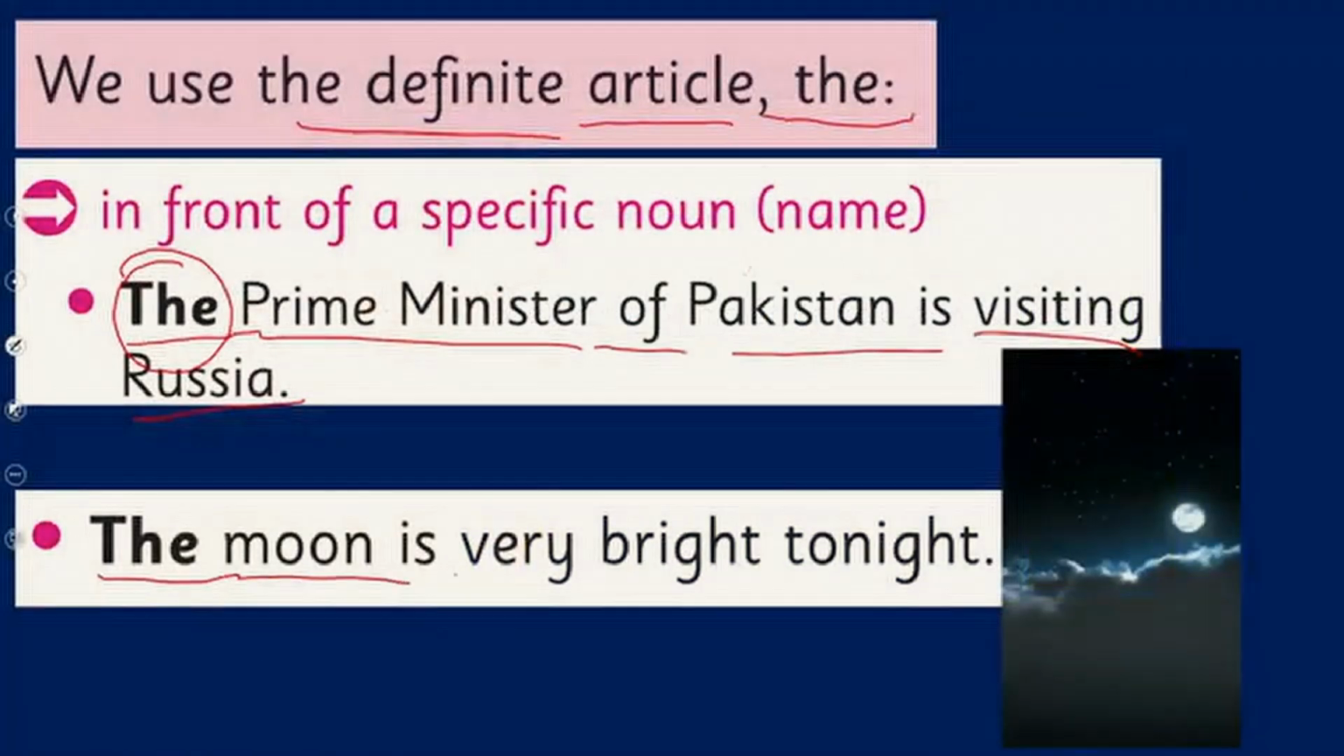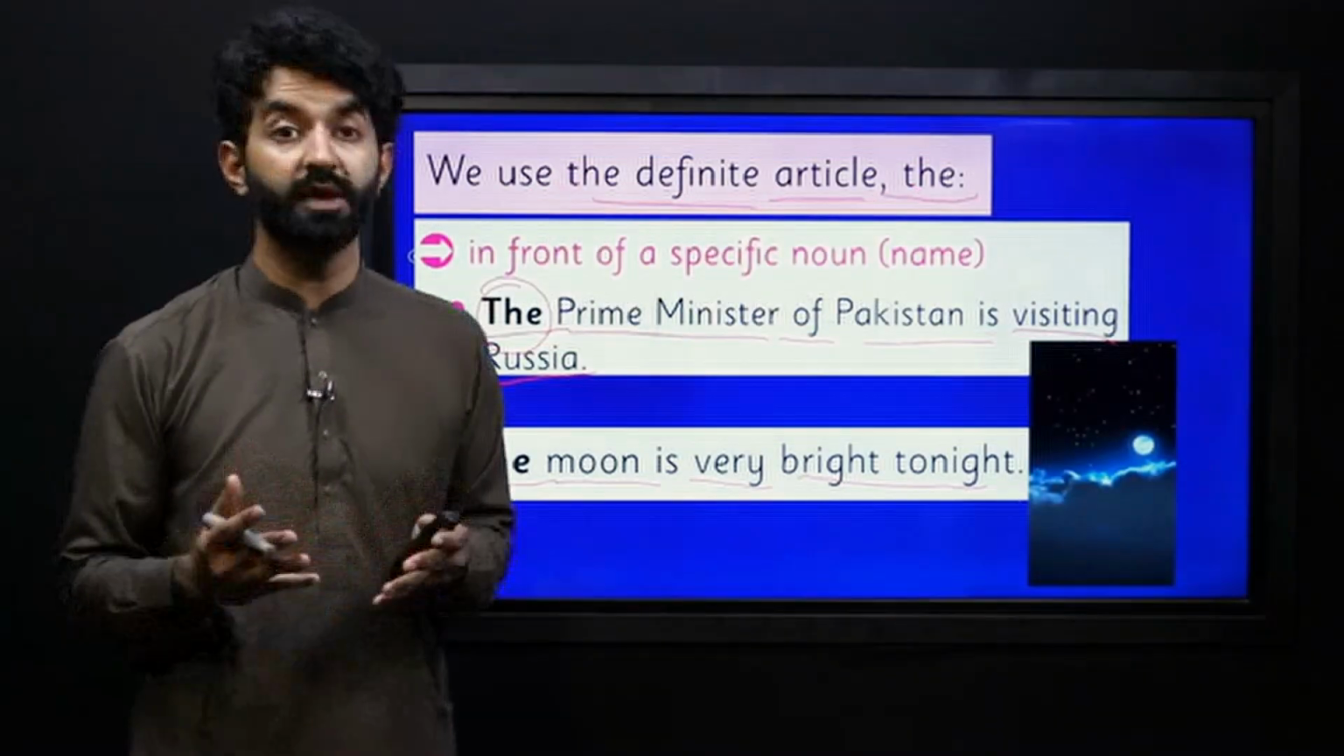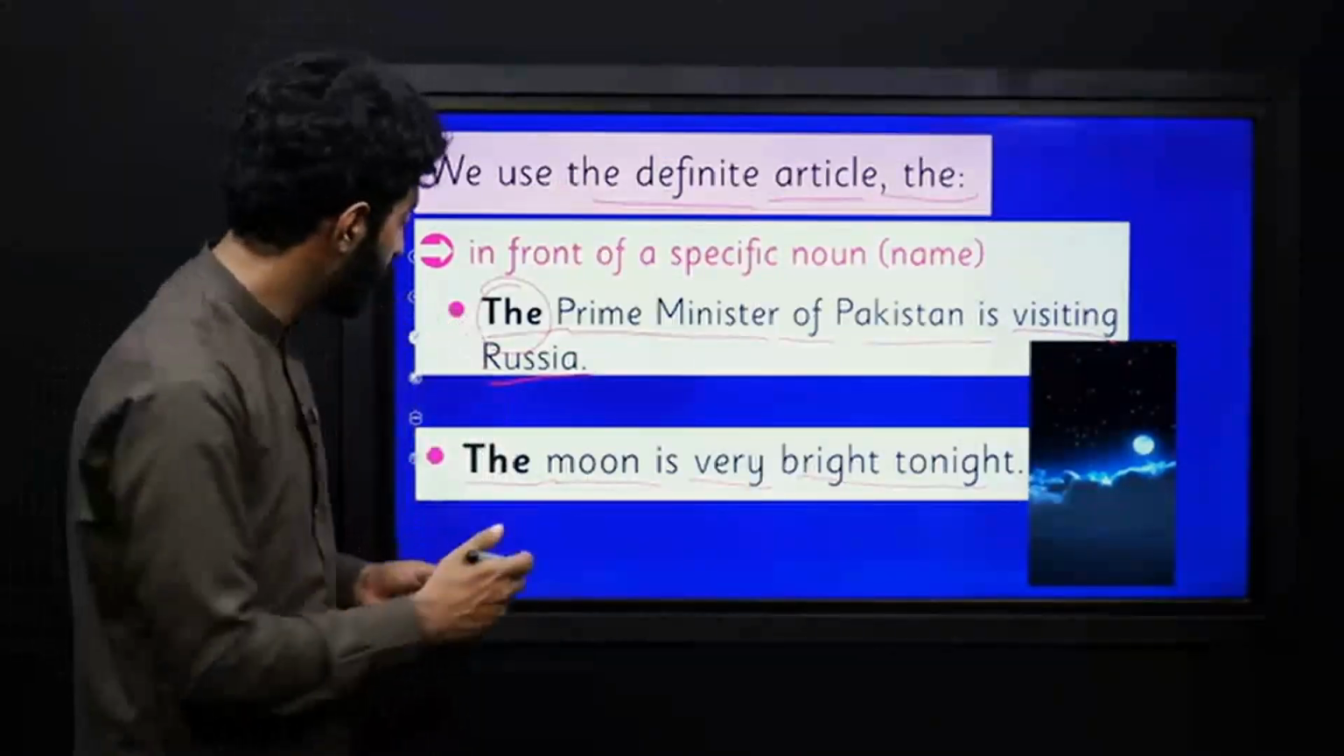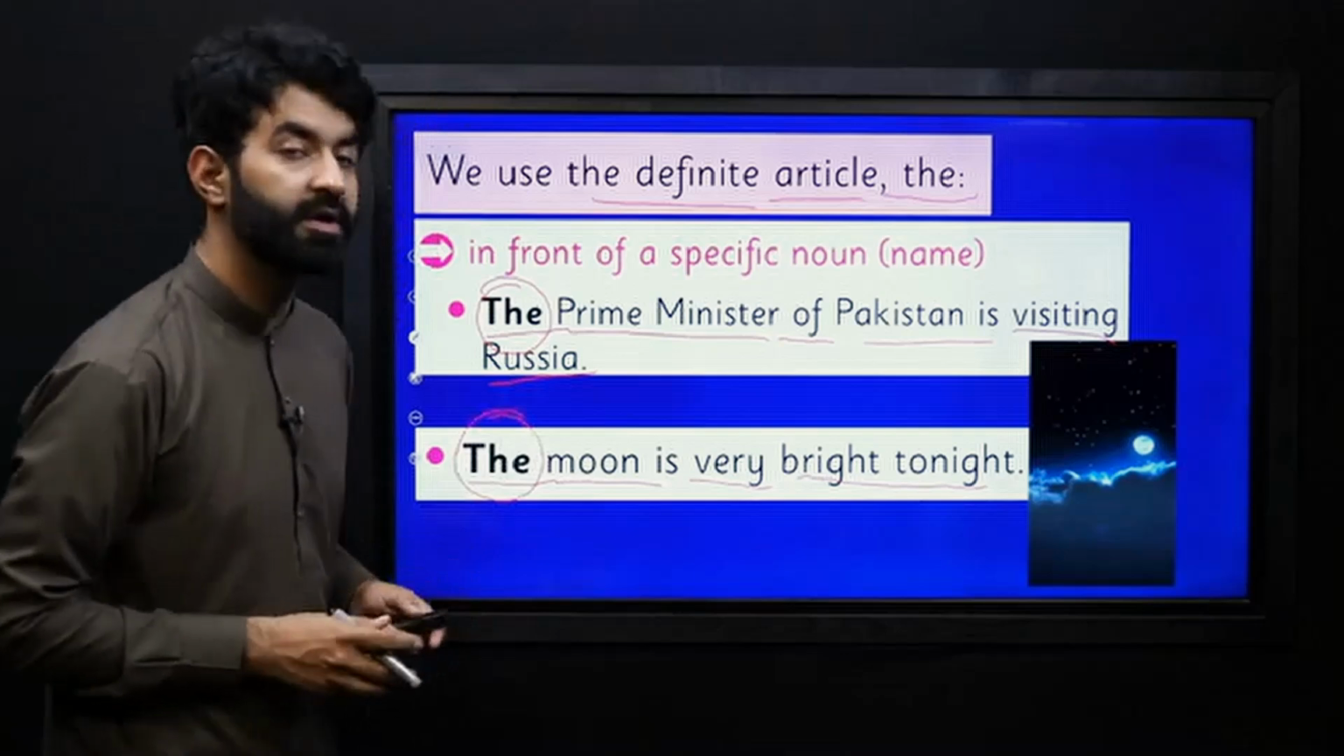The moon is very bright tonight. Yes, we are talking about the moon, which is a specific thing. It's the only one that we have. So that's why we use this definite article the.